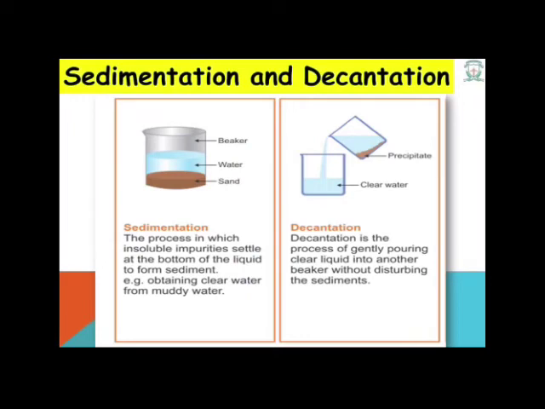Sedimentation, the process in which insoluble impurities settle at the bottom of the liquid to form sediments. Example, obtaining clear water from muddy water. Decantation. Decantation is the process of gently pouring clear liquid into another beaker without disturbing the sediments.